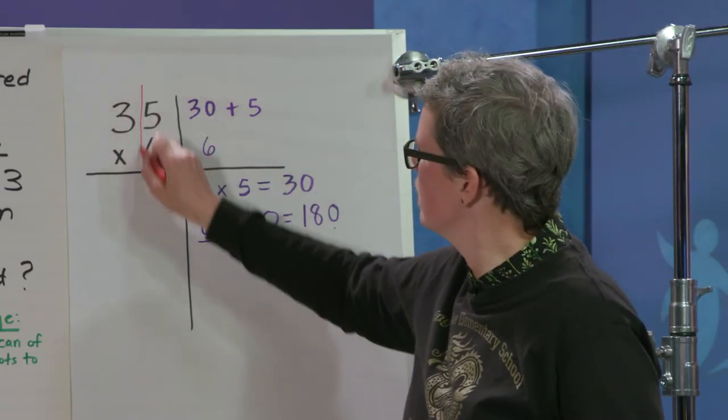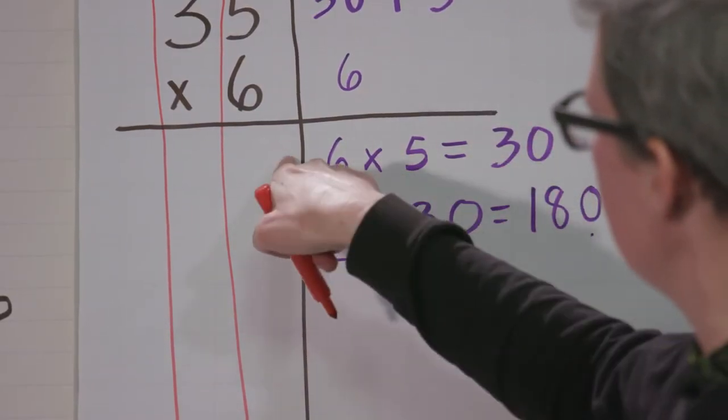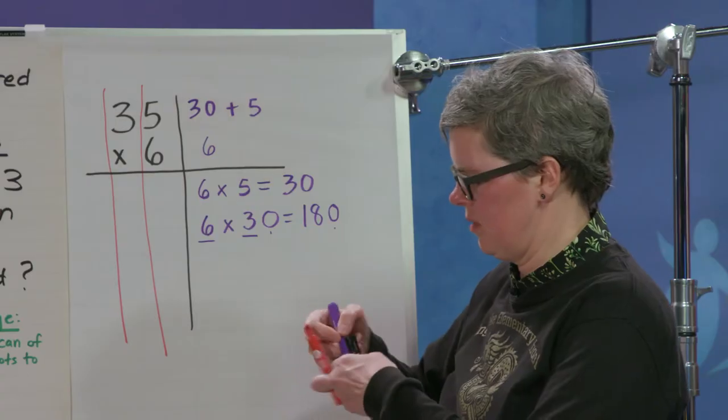Okay, now what you're going to do is you are going to be very careful about putting these in the right place. So I like to draw lines here. And you're going to put that underneath the 35 times 6. So I'm going to start with my 0, actually. Let me use this marker.